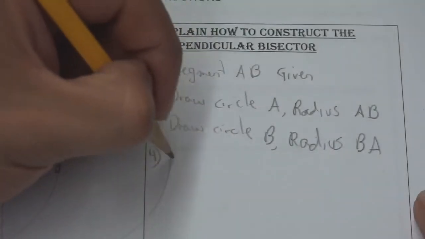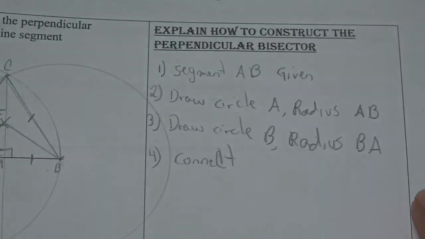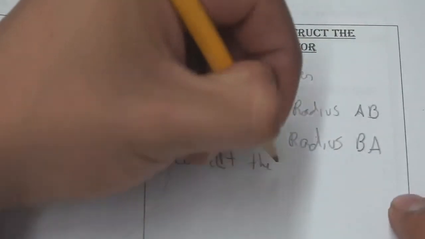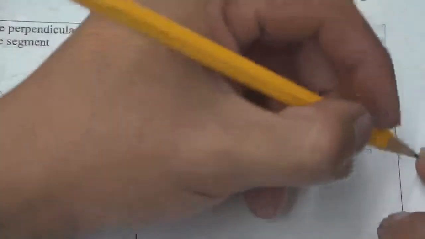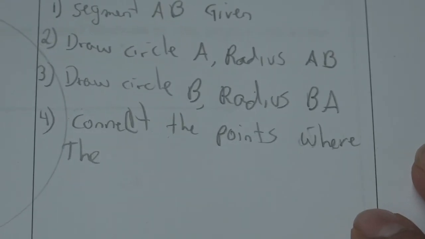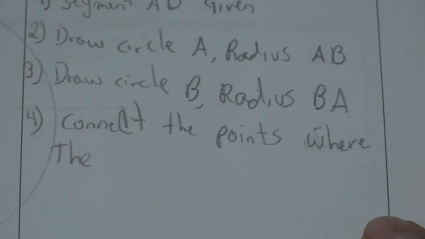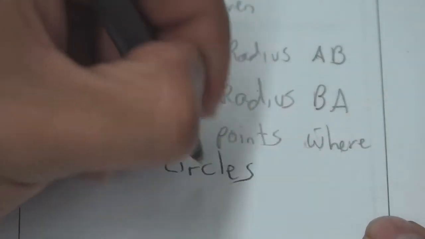Four, connect the points where the two circles intersect.